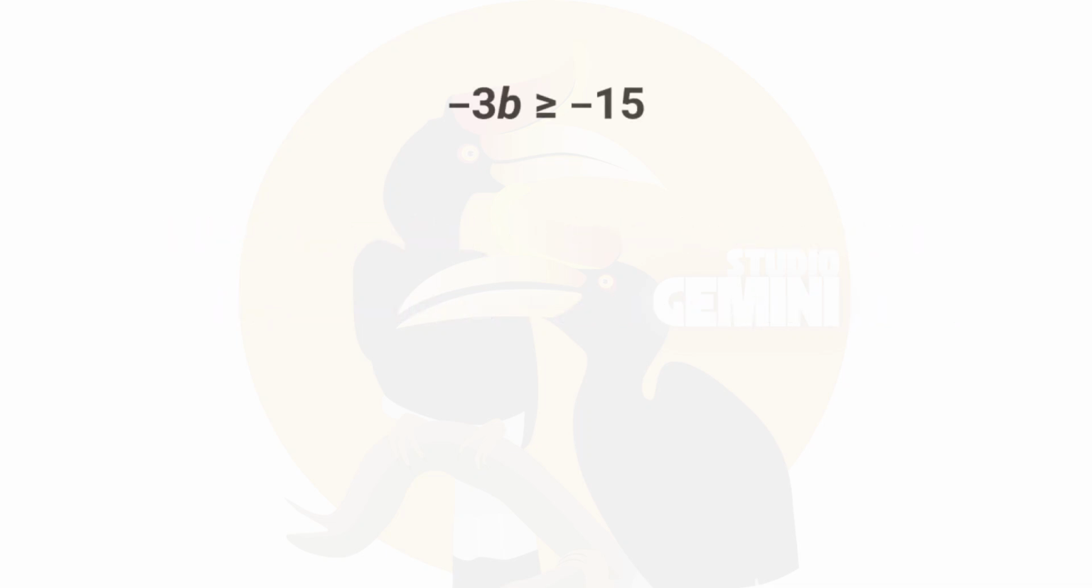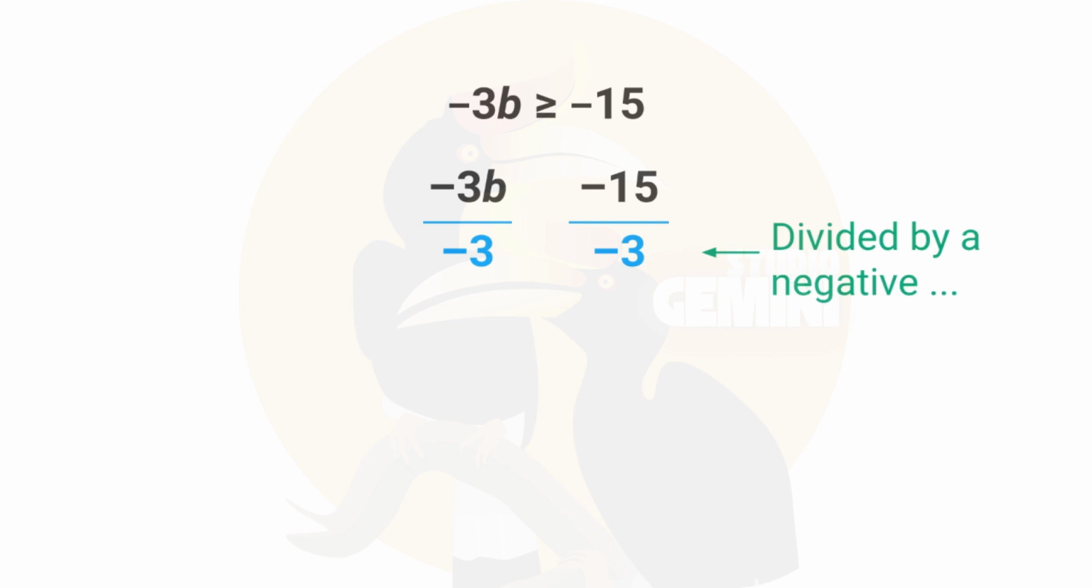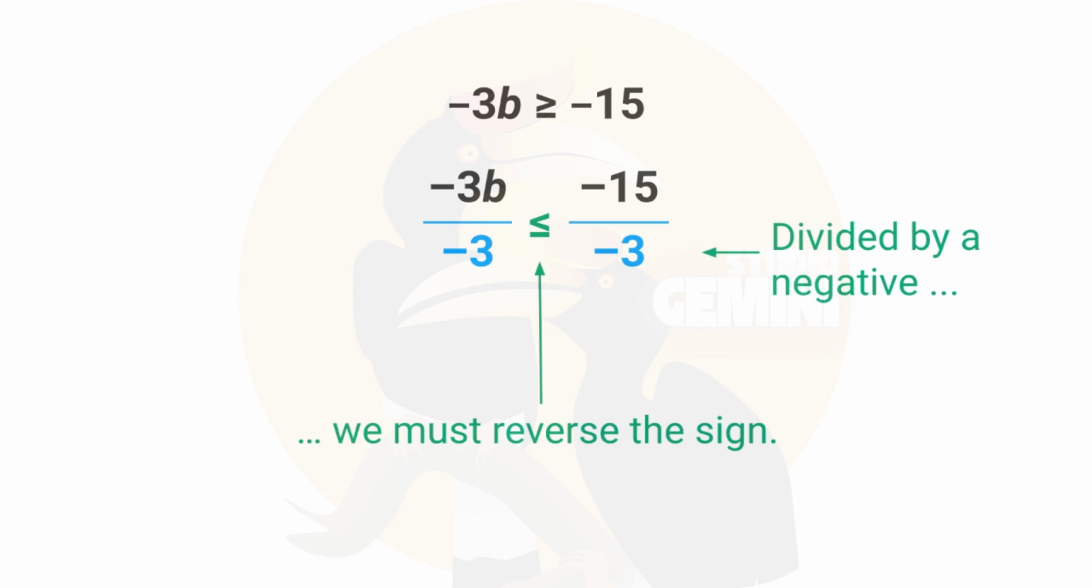The first is negative 3b is greater than or equal to negative 15. On the left side, we have b multiplied by negative 3. Let's undo the multiplication with division. Let's divide both sides by negative 3. And since we are dividing by a negative number, we must reverse the sign of the inequality. Now on the left side, the negative 3's will cancel out, leaving us with only b, and on the right side, negative 15 divided by negative 3 gives us positive 5. Our solution will be b is less than or equal to 5.